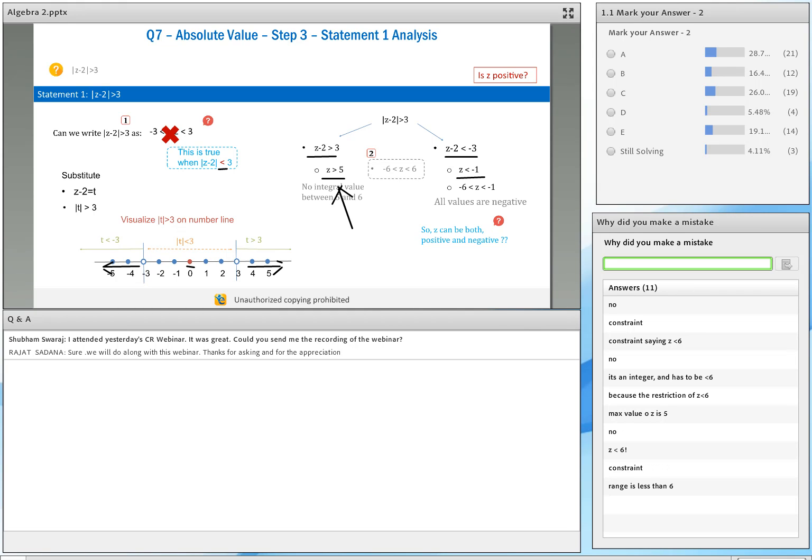Which means that the only condition that is true is z less than minus 1, which in turn means that all possible values of z are negative. This means that we can answer our question, is z positive, which is what the question had originally asked. Which means statement 1 is sufficient, and about 30% of you answered this question correctly.